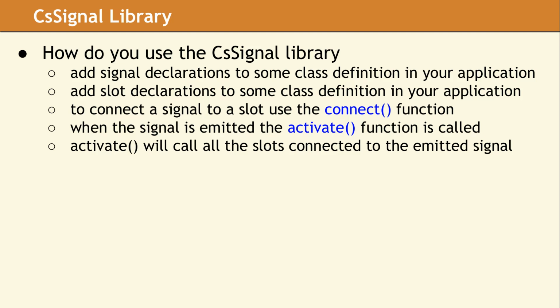In order to use the CsSignal library, you must first add signal and slot declarations to some classes in your application. Since slots are just methods, the appropriate slots may already be present. Once you have the required signals and slots, you can connect them together using the connect function. When the signal is emitted, activate is called, and it will automatically call all the slots connected to that signal.